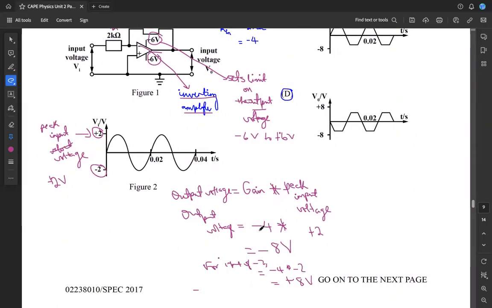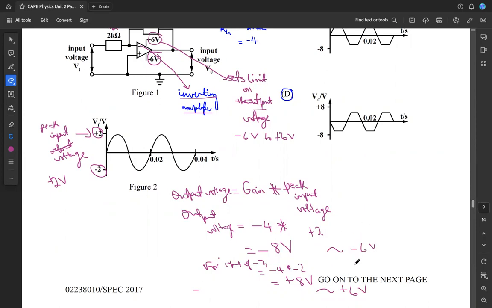But remember what I said, your output voltage can only be between -6 and +6. So this is actually going to saturate at less than -8. It would be saturated at around -6. And this one will be saturated at around +6, because it can't be more than +6. Even though we calculated this 8, that just tells us what the peak would be if we could reach it. But we won't be able to reach it because our power supply voltage stops at 6, so we have to cut off at 6.